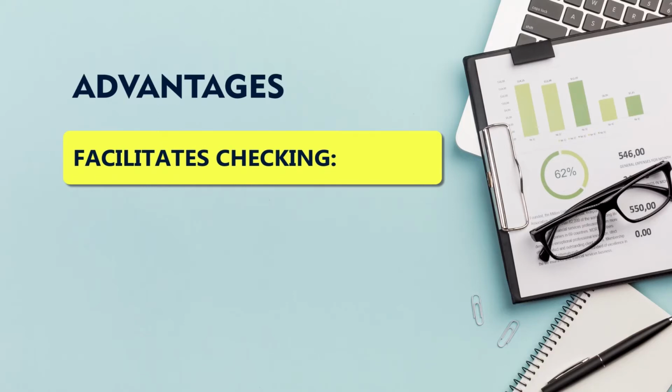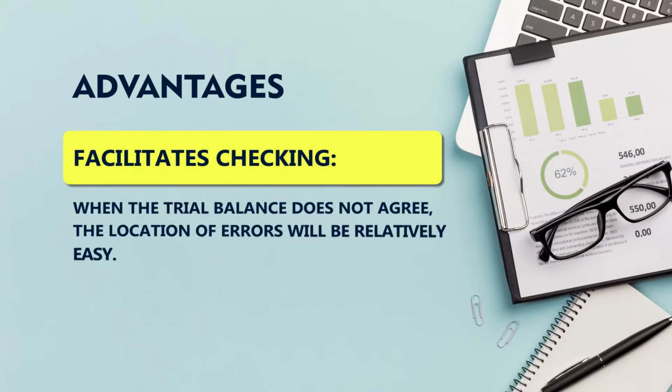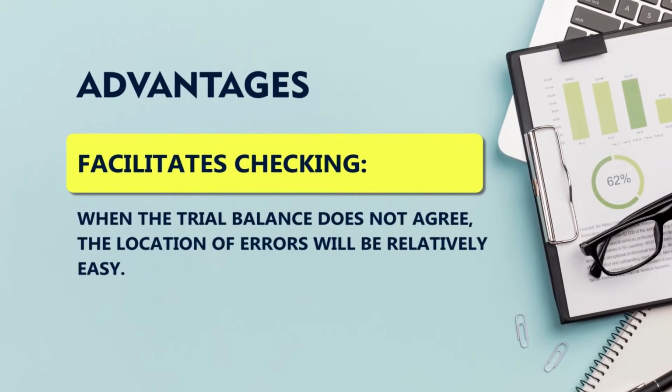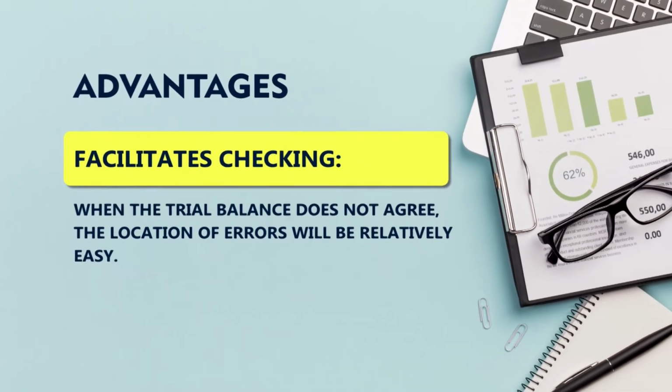Facilitates checking. So, when the trial balance does not agree, the location of errors will be relatively easy. Yes, dear friends, you all might be well aware that in case the trial balance does not tally, as per the dual aspect concept of accounting, both the debit side and credit side of the trial balance must be equal.